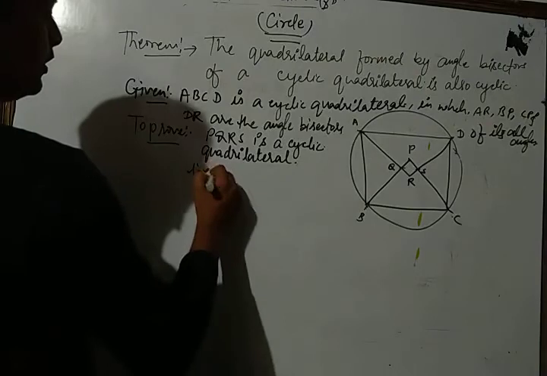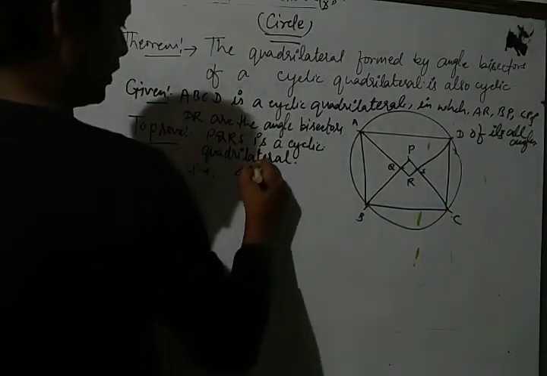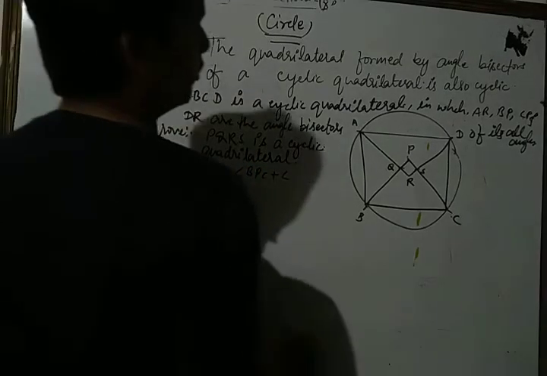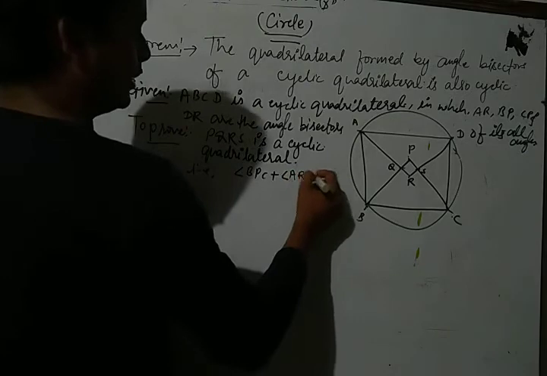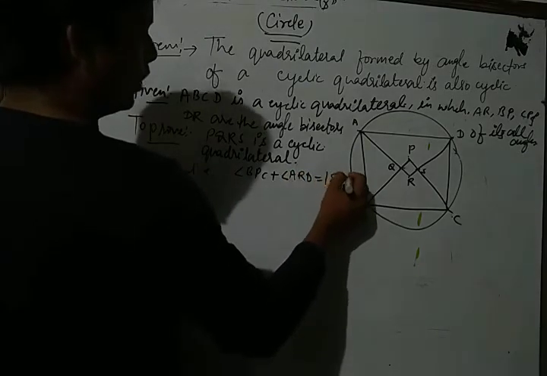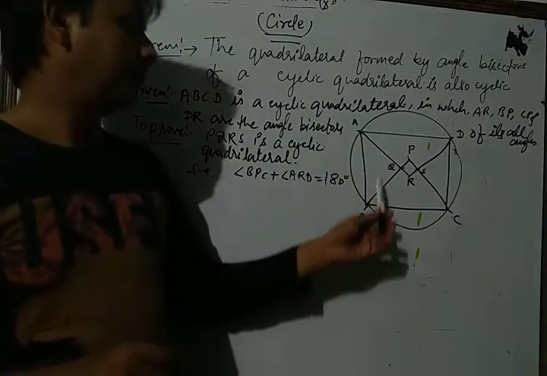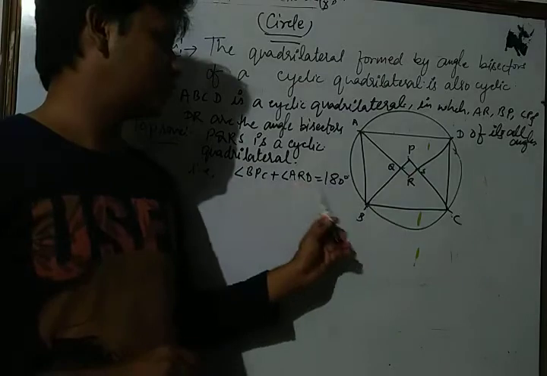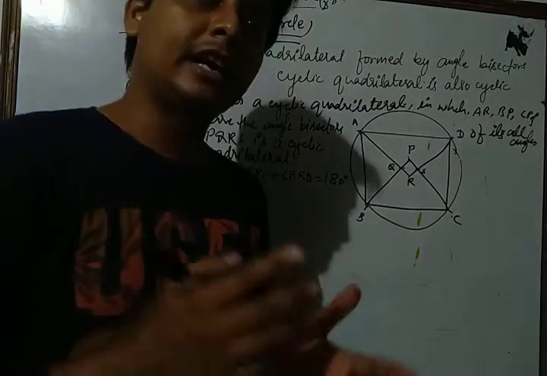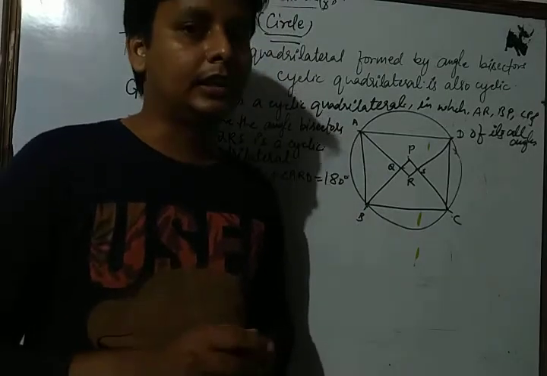angle BPC plus angle ARD is 180 degrees. If we show that the sum of angle BPC and angle ARD is equal to 180, then we can write that PQRS is a cyclic quadrilateral.